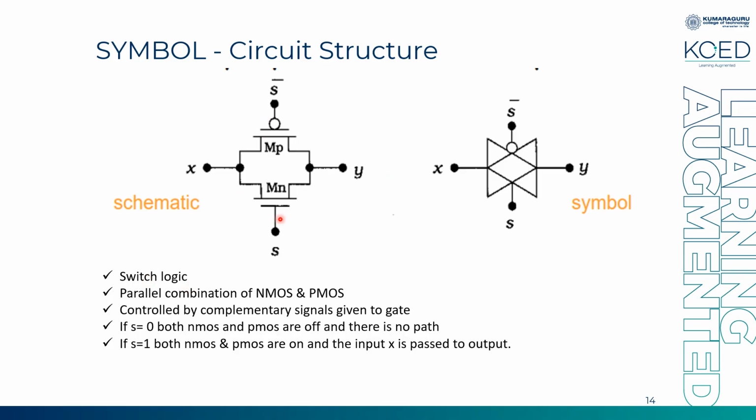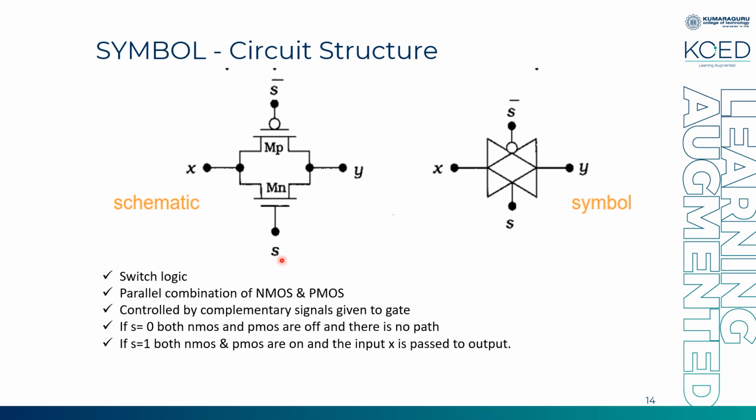It is a parallel combination of NMOS and PMOS, and you control this logic by complementary control signals. What happens when S is equal to 0? S is 0 and S bar is 1, so both will be in off condition. If both are off, there is no path from input to output, so it is a high impedance state.